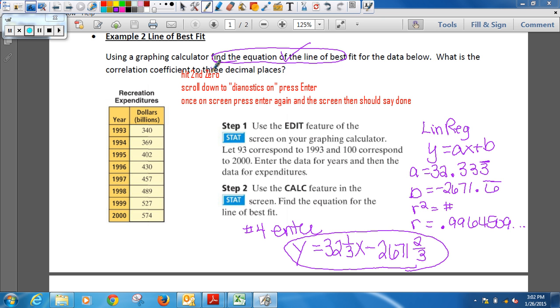The second part says what is the correlation coefficient to 3 decimal places? That's my R here. So to 3 decimal places, that's 0.996. Basically, it means it has a very strong positive correlation because this number is close to 1. So there's your equation, there's your R.